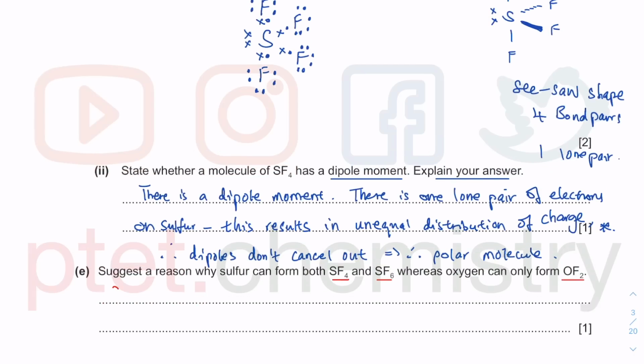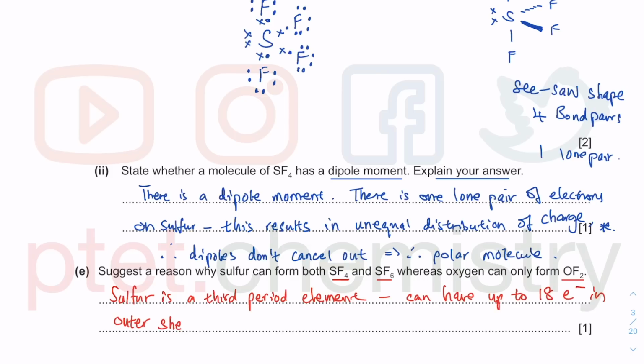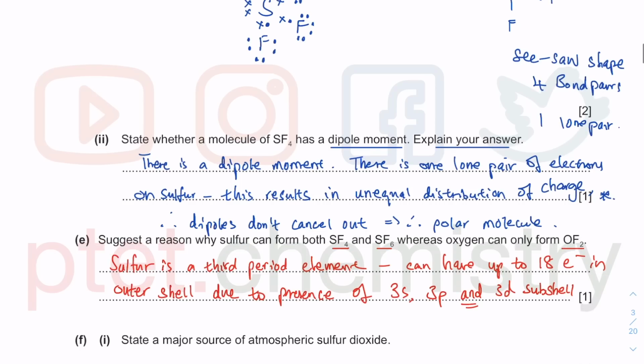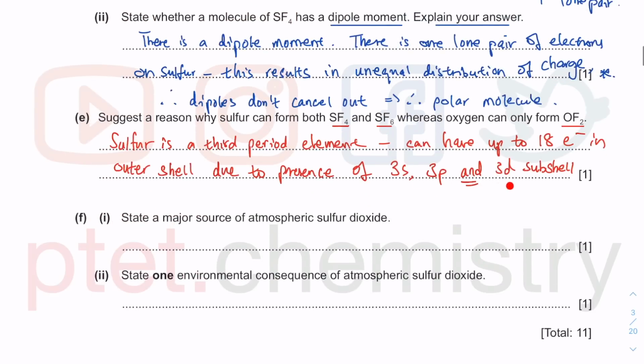And the very reason is because sulfur is in third period. So sulfur is a third period element. If you are a third period element, you can have up to 18 electrons in the outer shell, due to the presence of your subshells, presence of 3s, 3p, and the 3d subshell. So they can accommodate 2 electrons there, 6 electrons there, so 8. And you can accommodate another 10 more electrons there. So 10 plus 6 plus 2, 18 electrons maximum in the third shell for sulfur.